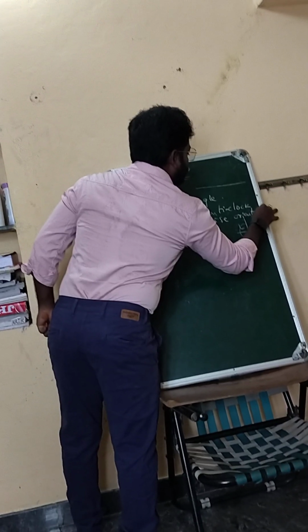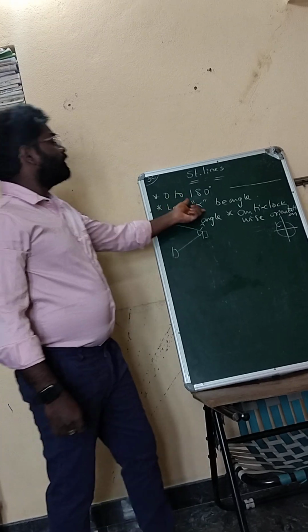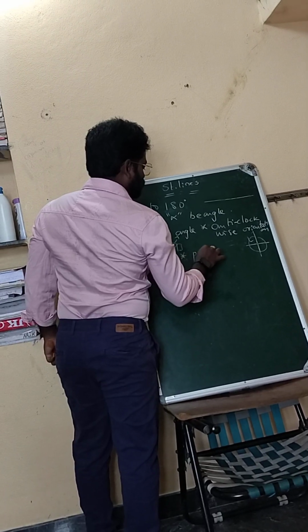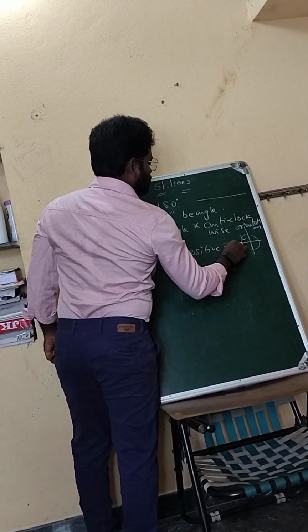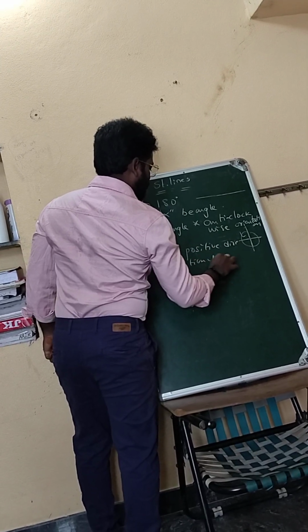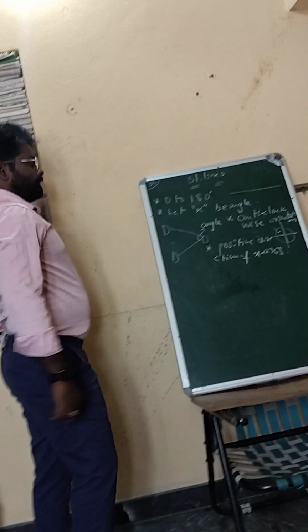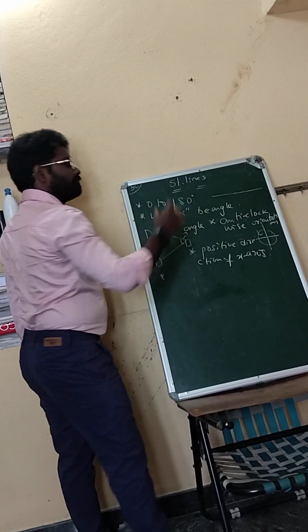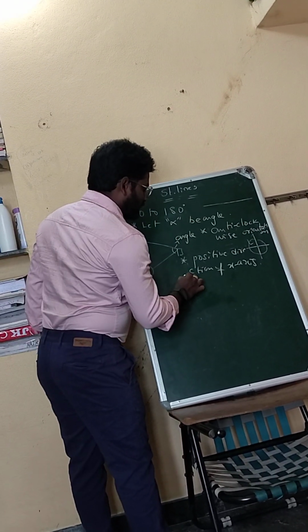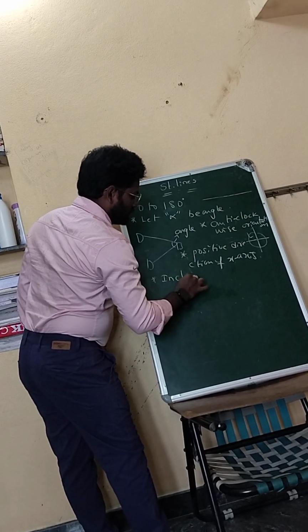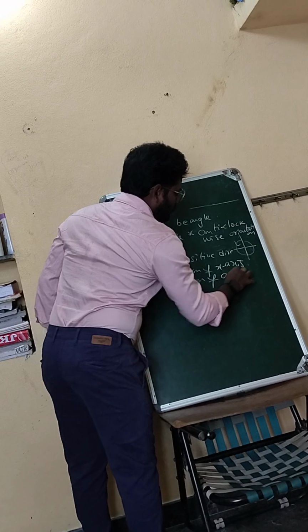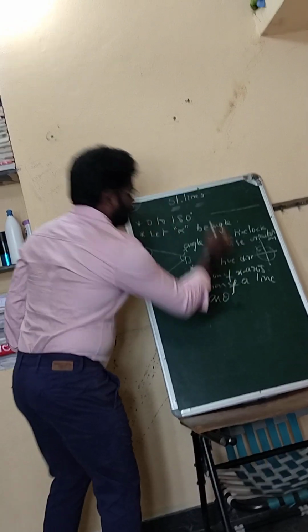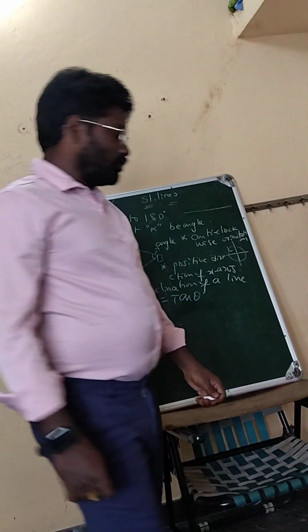Anti-clockwise orientation. Let alpha be an angle, anti-clockwise orientation, from the positive direction of the x-axis. This is called the inclination of a line, denoted by m equal to tan theta.